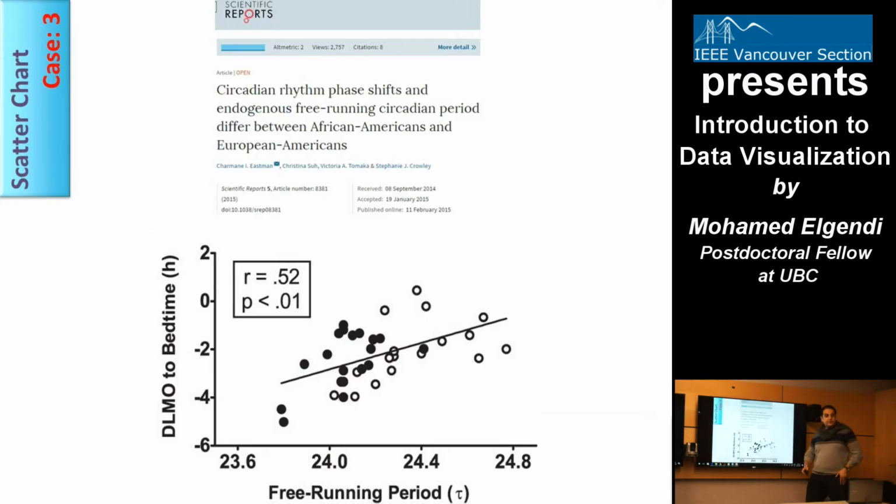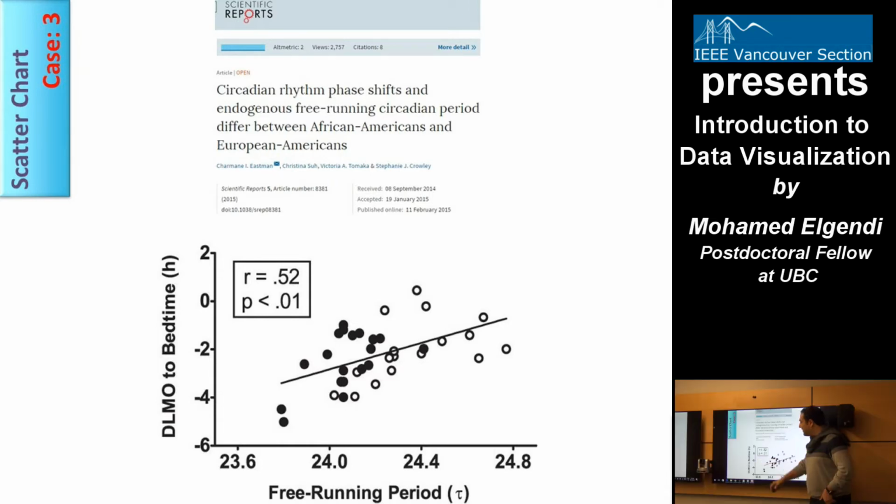That's a nice figure. Looks nice and clear. They put the correlation coefficient and the p-value for the slope, showing that there is a significant difference in the slope. So tell me now, how can we improve that figure?